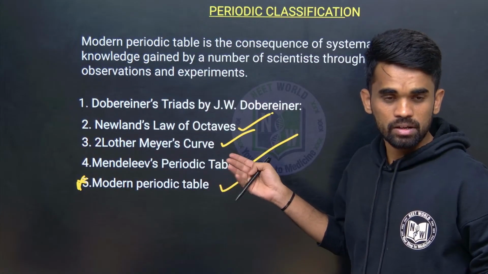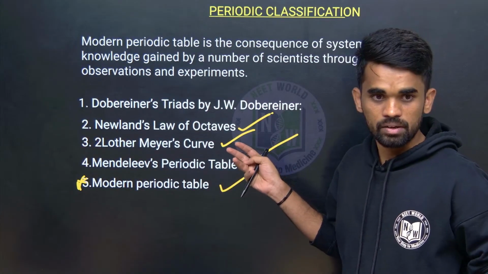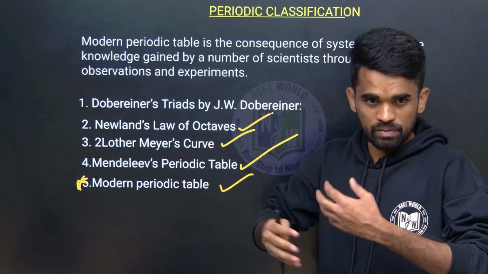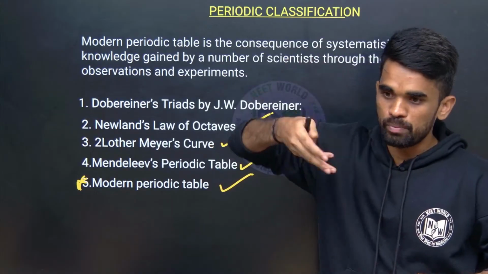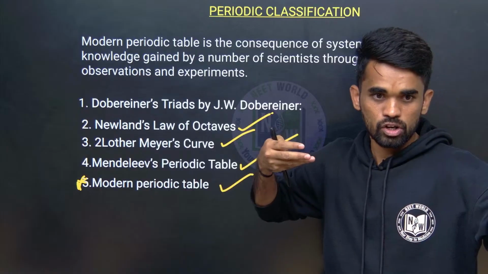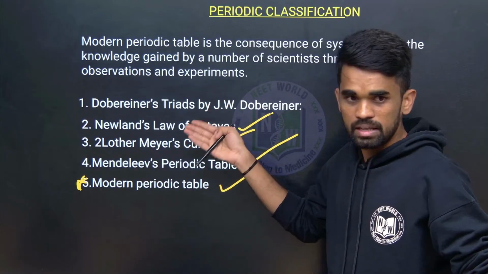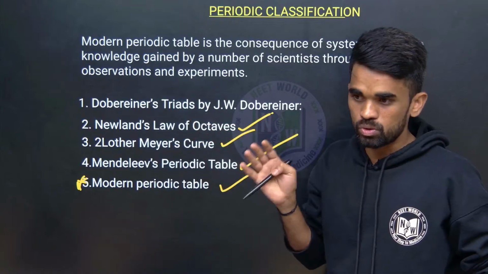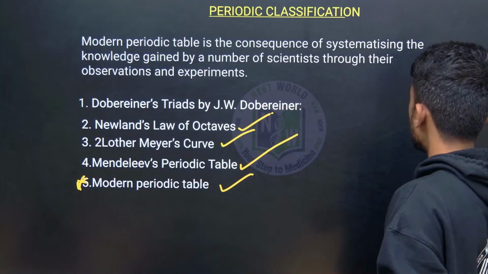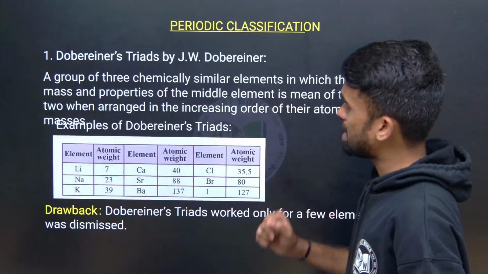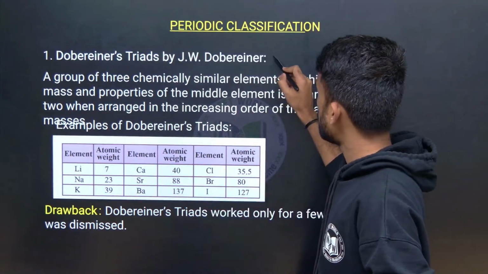No one has complete knowledge of any particular thing. Everyone will be having their own improvements, or by looking at the drawbacks of one, the other will improve, right? So by looking at the drawbacks of one another, things are improved. So now, first of all, Dobereiner's triads. What is he going to explain here?